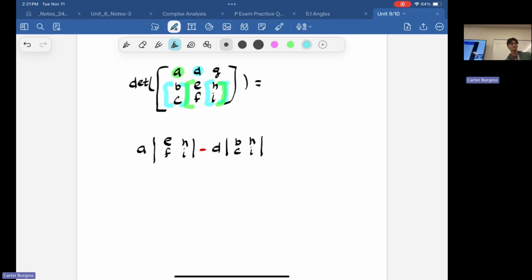We move over again. Now we are back to plus. Now we are looking at G. What is the 2 by 2 that doesn't share any rows or columns with G? B, C, E, F. So this is G times the determinant of B, C, E, F. And you would just run that to get the determinant of the 3 by 3.